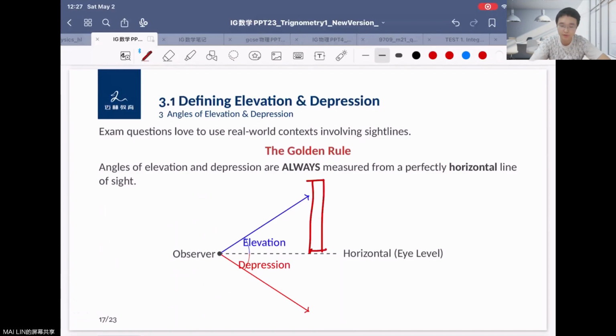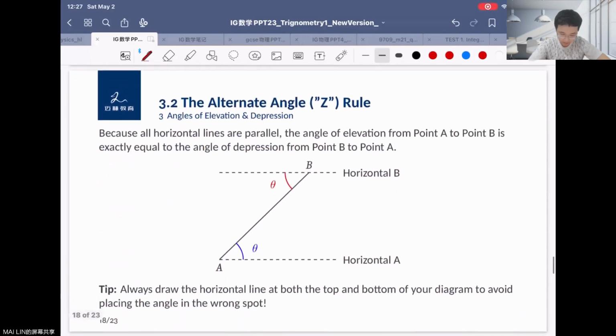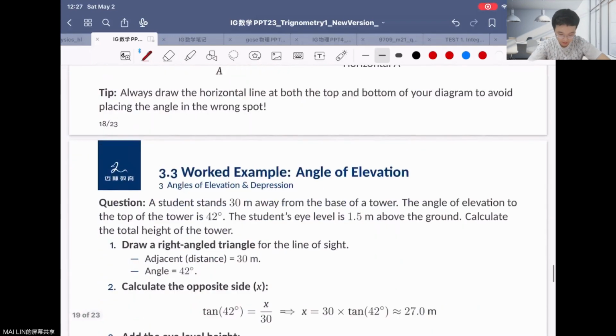And also we have depression, where we're looking downward, as opposed to the elevation angle. Here we have the alternate angle rule. We have two parallel lines, horizontal A and B. You can find the alternate angle theta here, and this angle is also theta, because they are equal to each other. Sometimes in some problems you can use this rule to simplify your thinking and your answers.